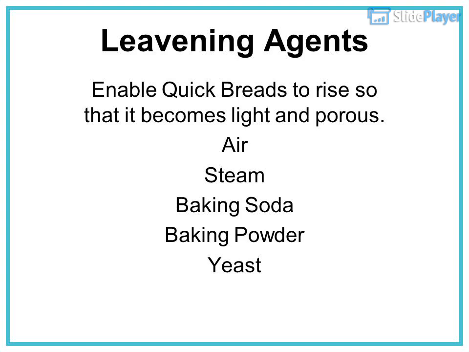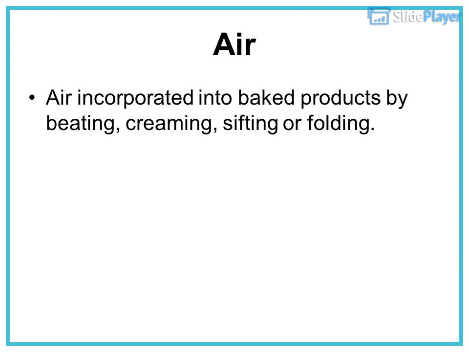Leavening agents enable quick breads to rise so that they become light and porous. Leavening agents include air, steam, baking soda, baking powder, and yeast. Air is incorporated into baked products by beating, creaming, sifting, or folding.